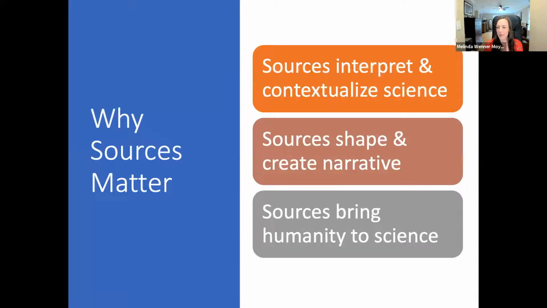So I'm going to talk about finding and vetting science sources. And first, though, I want to talk about why sources are so important. And I think they really make or break science stories for so many reasons. I'm going to highlight three.